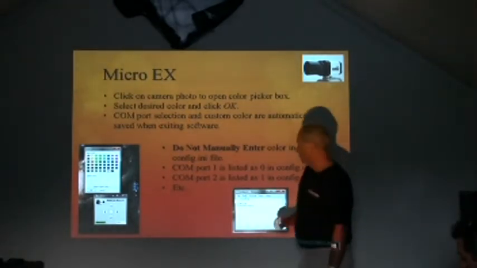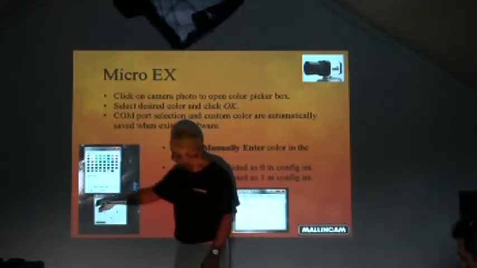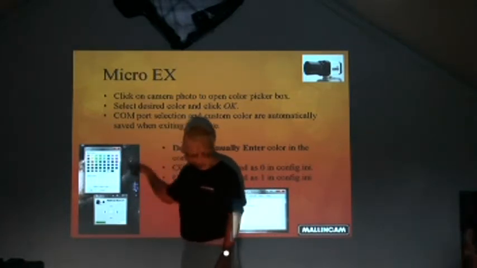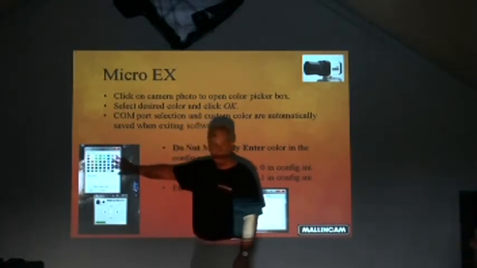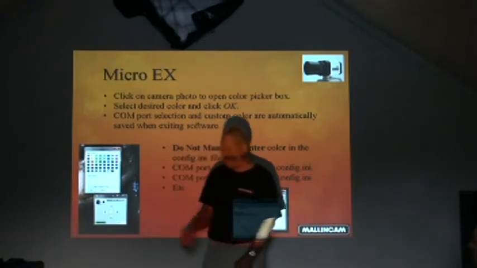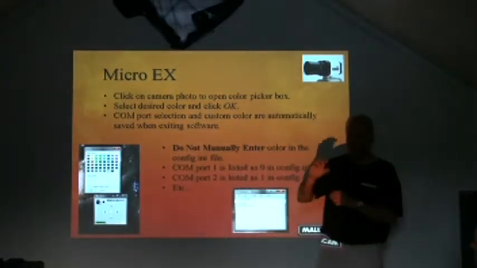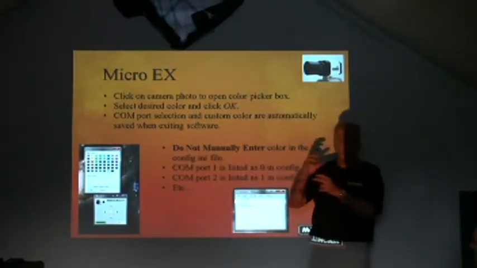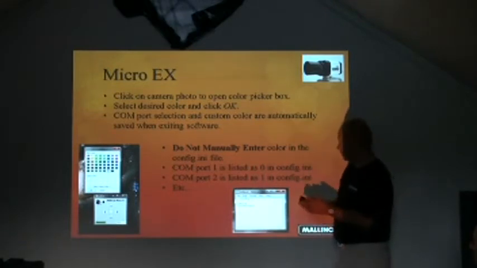The color picker. People go, how do I change the color? Click on the camera. This comes up. Choose the color you want. You don't like this color? Go to custom color. And there's a huge palette there, and you can adjust the intensity of the color. You can get really, really fancy with the color you want.